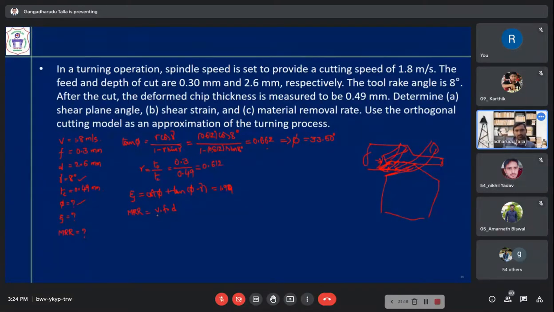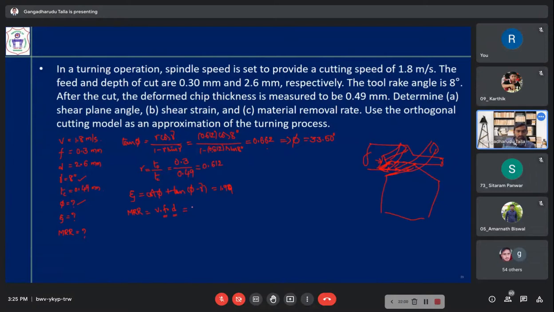Understand? You are getting this F, which means the feed, the depth, and the velocity at which it is moving. Velocity is nothing but length by time. Okay, length of the chip by time. Understand? So, what is this? MRR. So here, 1.404.